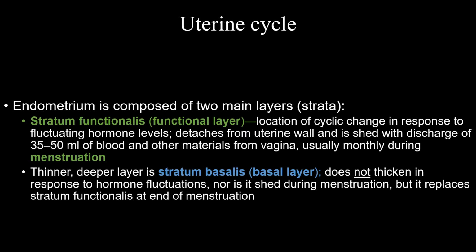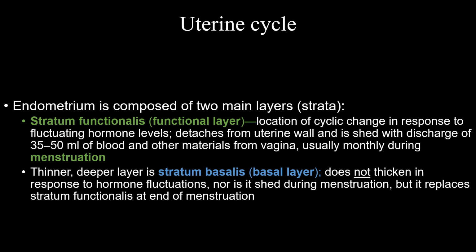So first, you need to understand that the endometrium has two main layers, or strata. The first one is the stratum functionalis, and this is the functional layer. This undergoes the cyclic changes in response to ovarian hormones. It detaches from the uterine wall and is shed as a discharge of between 35 and 50 milliliters of blood and other materials from the vagina approximately once per month during menstruation.